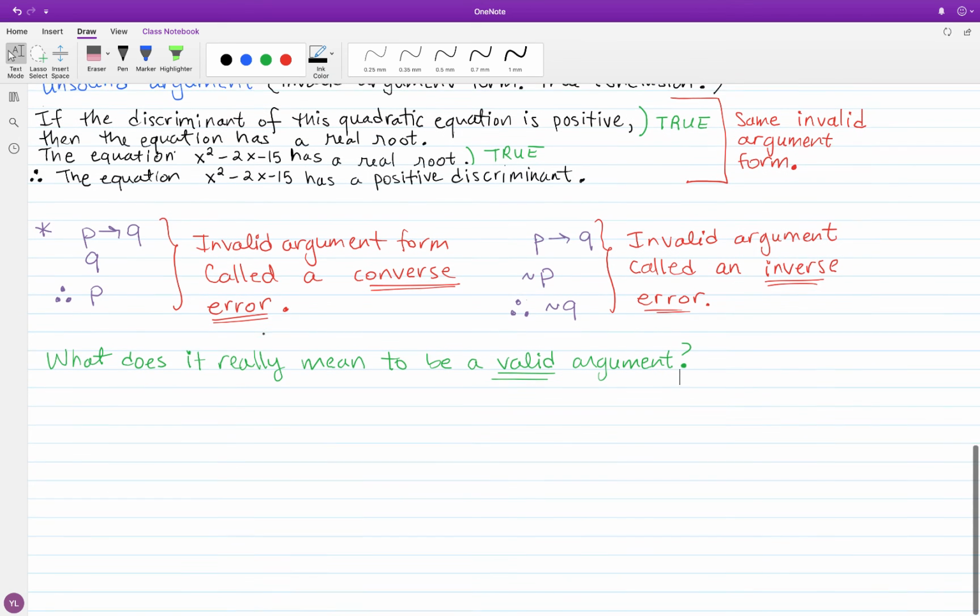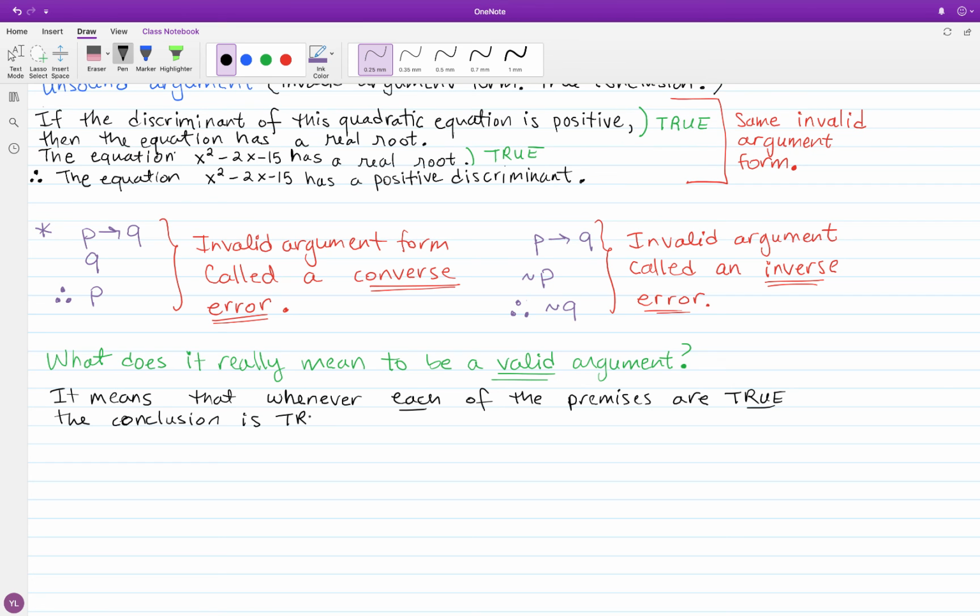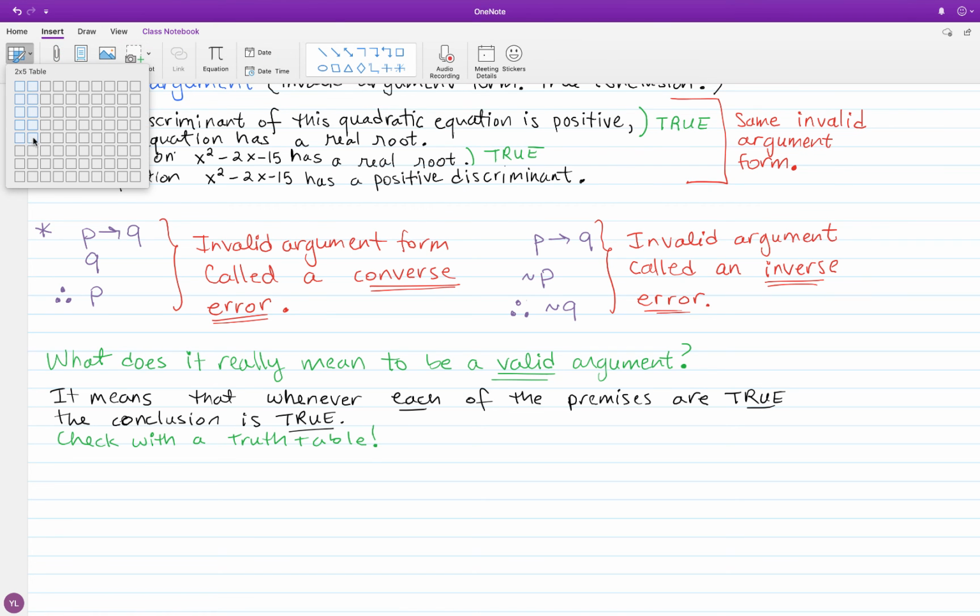So when I construct the truth table, I'm going to look at the columns associated with the premises and just check to see, is it the case that when the premises are all true, the conclusion is also true? So anytime that you have an argument form that satisfies that, we're going to call it valid. And if it's the case that the premises of an argument form could be true while the conclusion could be false, then we'll call it invalid.